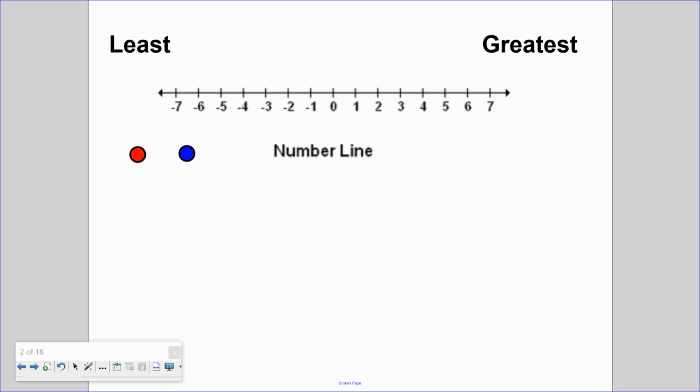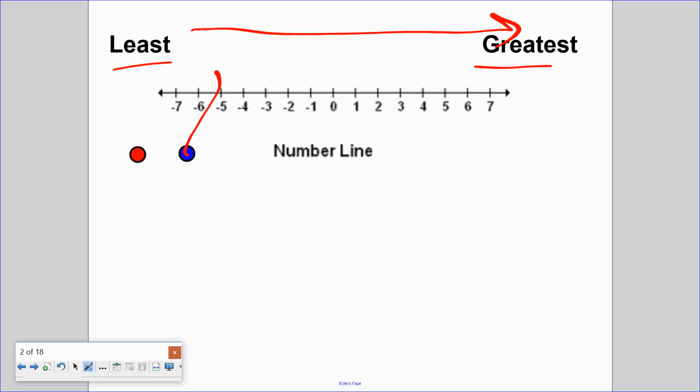So today we're going to be learning inequalities. But before we teach that, this is a number line. What can you tell me about a number line? Well, a number line goes from least to greatest. The negative numbers are to the left, zero is in the middle, positive numbers are to the right.